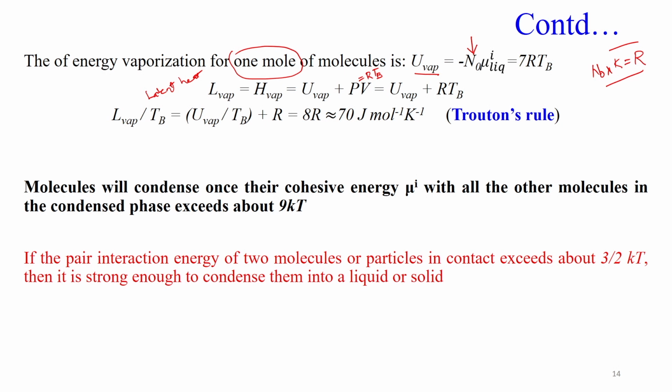So, if I rewrite this, latent heat of vaporization is equal to U of vaporization plus R Tb. Now, the U of vaporization is already 7 RTB. So, this is coming out to be 8 RTB. So, here you can simply rewrite like this: L of vaporization divided by the boiling point Tb is equal to 8 times R, where R is 8.314. So, it is very close to 70 joule per mole per degree Kelvin, and this is also known as Trouton's rule, which says this is a typical ratio of latent heat and boiling temperature.